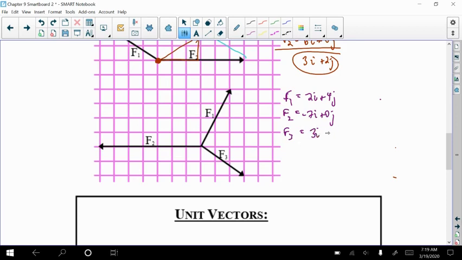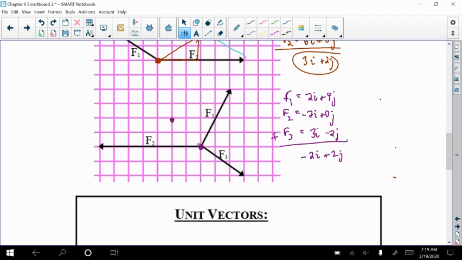3i minus 2j. So when I add up all those components, 2 minus 7 plus 3 should be negative 2i, and then 4 minus 2 is positive 2j. I think I did the math right. If I didn't, send me an email. I'll fix it. So overall, this point, if there was a particle there, its net change would be to the left 2 and up 2. To the left 2 and up 2 to the point right there.